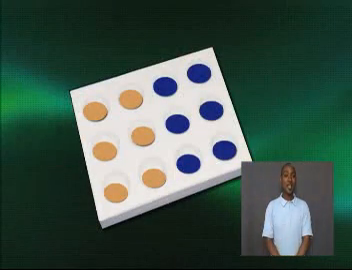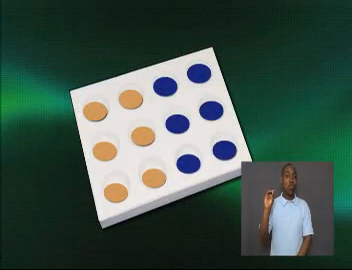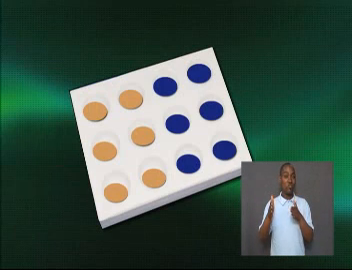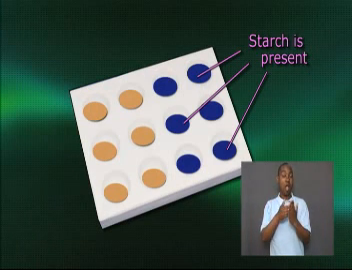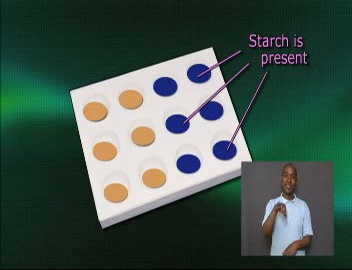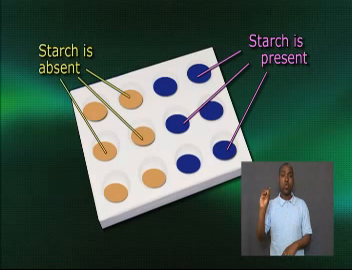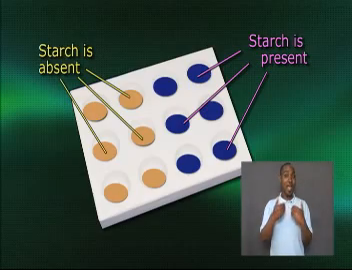If the iodine on the spotting tile turns black or purple in color, it indicates that starch is present. If there is no color reaction and the iodine remains light brown in color, starch is absent.